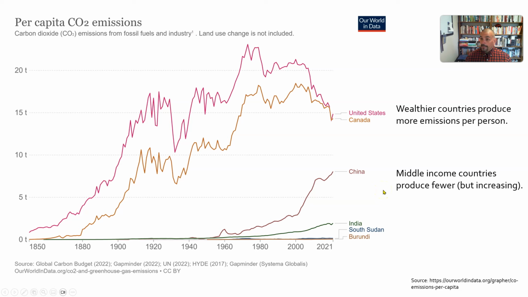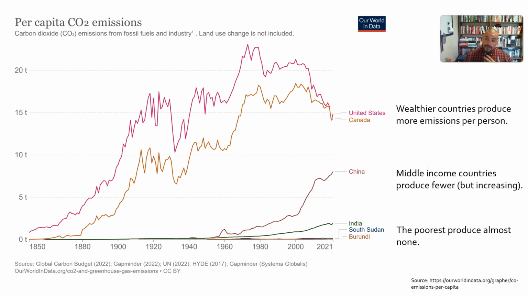Now compare this to the countries of China and India. China is considered an example of a high middle income country, and India is considered a low middle income country. Both of these countries, while they have much larger populations and are producing more pollution overall, are producing a lot less per person. So in the case of China in 2021, the average Chinese person was only producing about half as much pollution as the average Canadian or the average American. The average Indian was only producing about 1/5. So, again, while they have larger populations, each person in those countries is producing much less pollution overall.